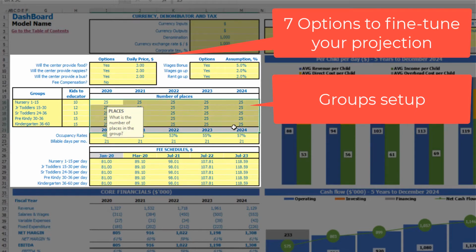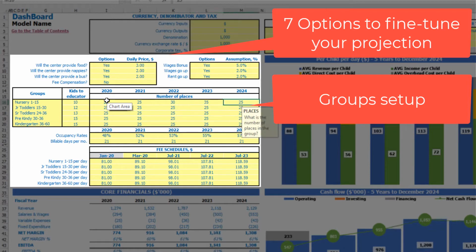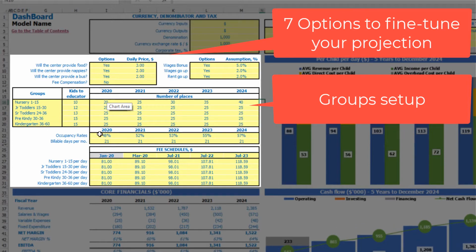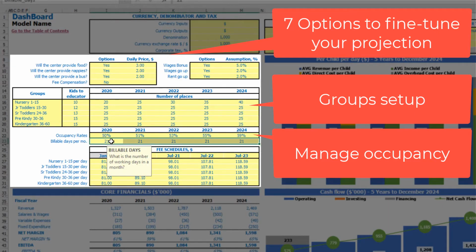You have number of places in this group as well. It can be changed year over year, for example 20, 25, 30, 35, 40. You have different occupancy rates across the years, so you can say in the first year you have occupancy of 50% for these places, and the next year it will be 51, 53, 55, 59, for example. Additionally, you have billable days per month, in other words, how many days per month these groups will work. Let's say it's 22 days, for example, across all the years.